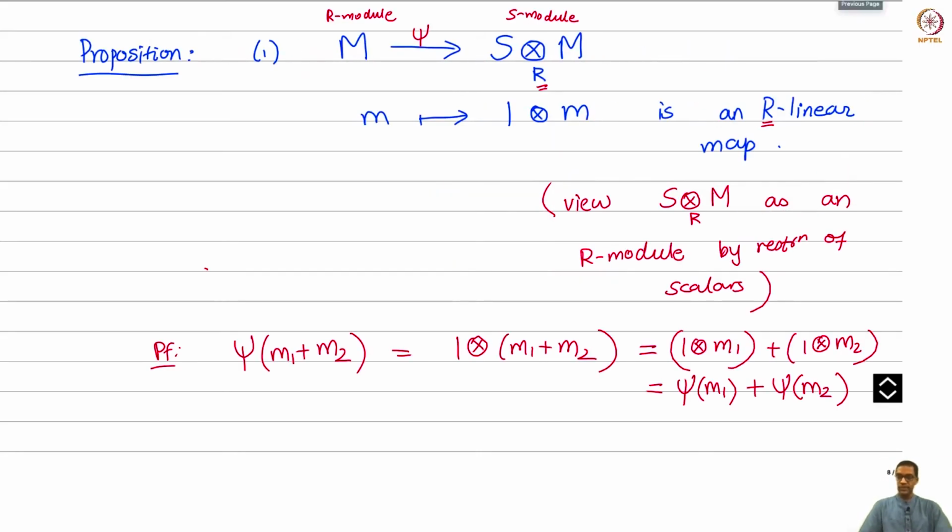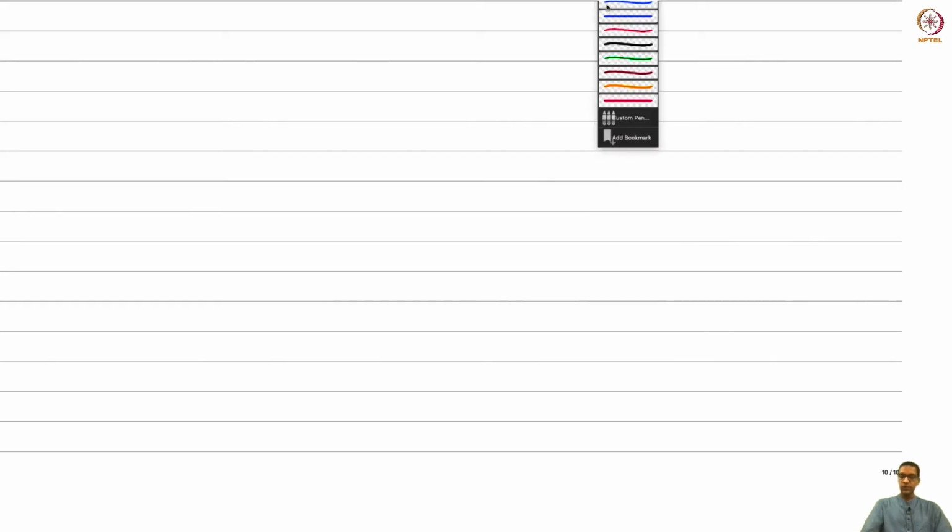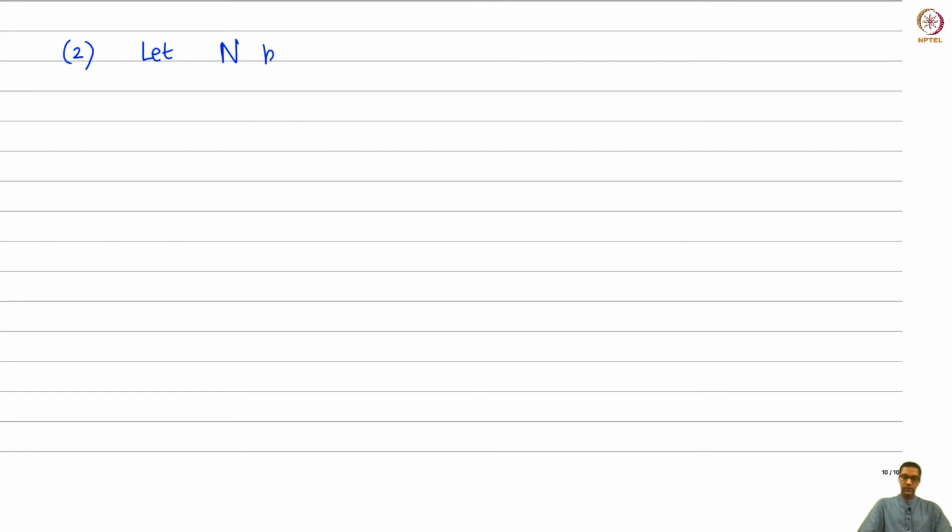Okay, good. So what this means is that this map from M to S tensor M, which takes each M to 1 tensor M, is actually an R linear map. That's the first observation. The second observation is that it is universal with respect to such maps. In other words, suppose I give you any N, let N be any S module, and let F be a map from M to N, be R linear.